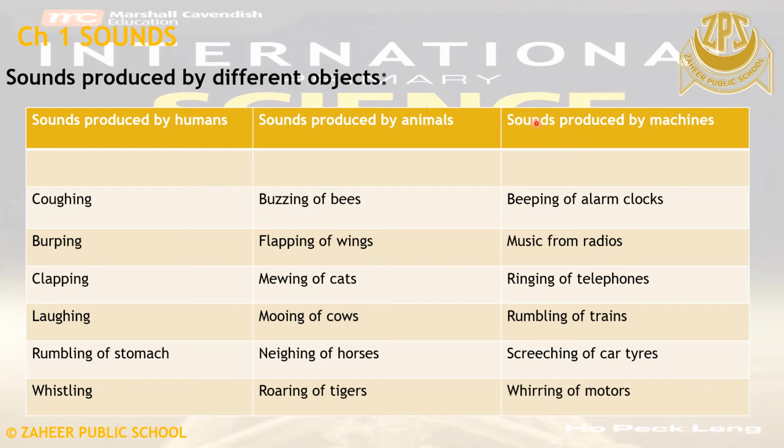Here, the sounds which are produced by the machines are the beeping of the alarm clocks, tick tick, tick tick, and the music from the radios, the ringing of the telephone, and the rumbling of the trains, and screeching of the car tires, and the whirring of the motors. These are the sounds made by different objects. Okay.